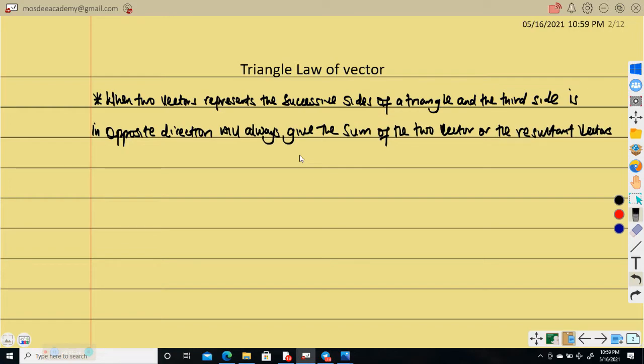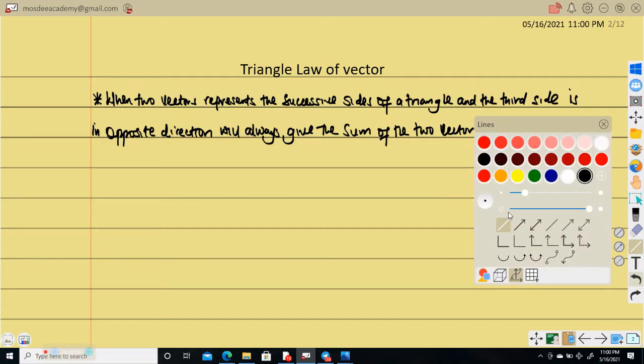Now, dear student, this is more or less like what I have explained in the first section, the first slide of this video, when I talk about the introduction to representation of vector. I explained very well how we can express vector pictorially and mathematically. We are still going to use that same law to understand the triangular vector.